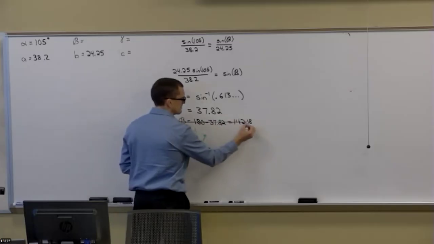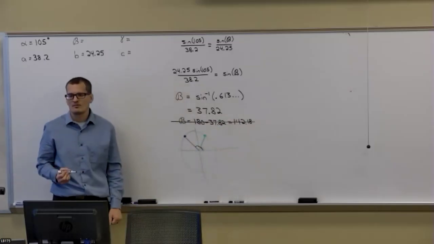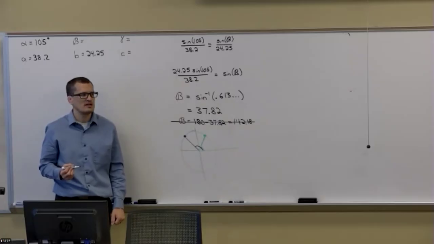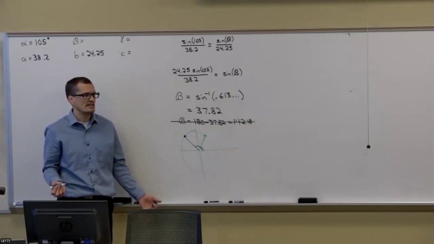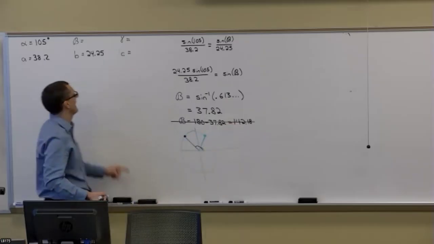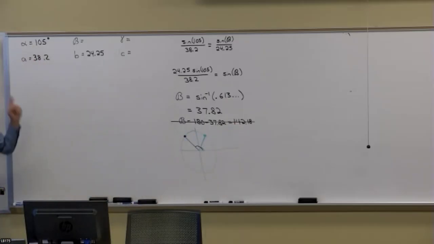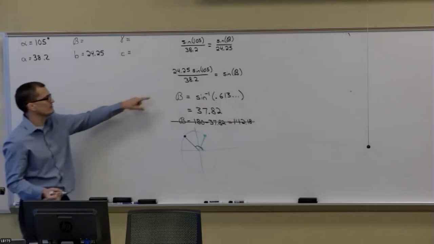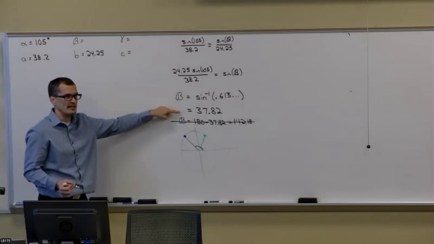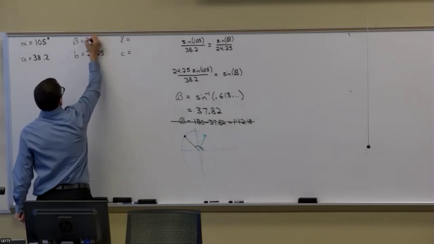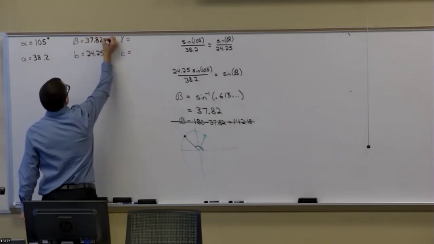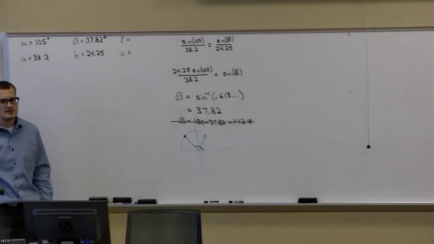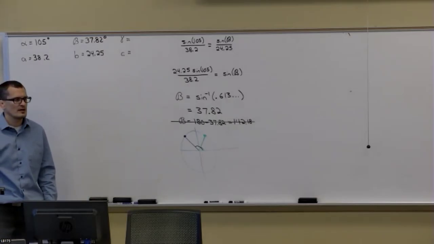That other option obviously cannot work. I understand why it can't work. I can't have an angle that's 142 degrees and another angle that's 105 degrees. That's too much, well over 180. So this is also nice for the second reason that there's only one option for my beta. And that option is the 37.82 degrees. Okay with that?